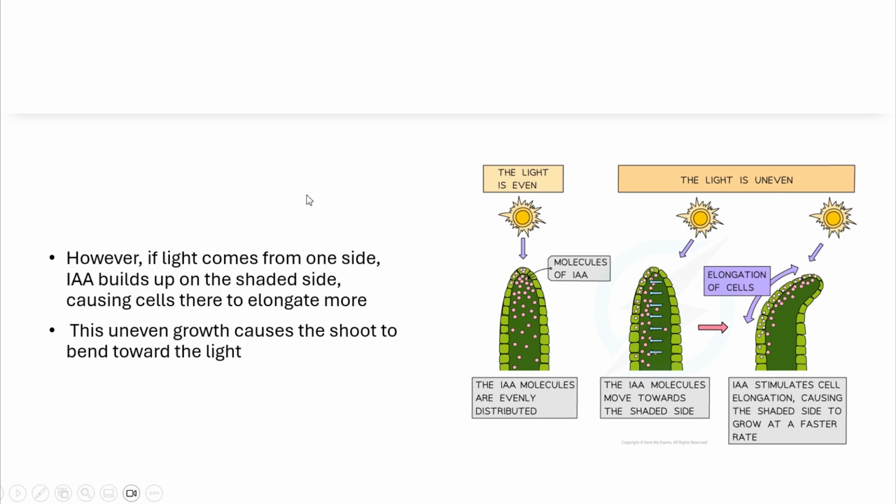You understand? However, if light comes from one side, IAA builds up on the shaded side, on the opposite side, causing cells to elongate over there more. This uneven growth causes the shoot to bend towards the light.